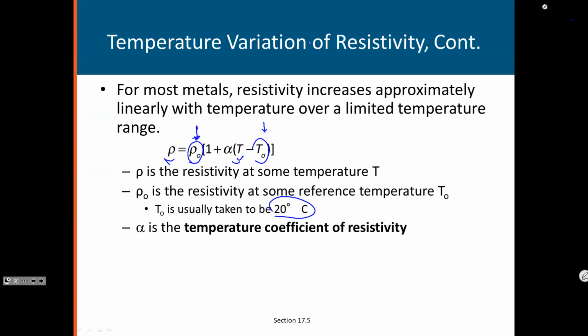Then at any other temperature, it will be proportional to that temperature. The proportionality constant is called alpha, the Greek letter alpha, and it is called the temperature coefficient of resistivity. Okay, so we got another equation that you'll be using to solve questions. This is the variation of resistivity with temperature.